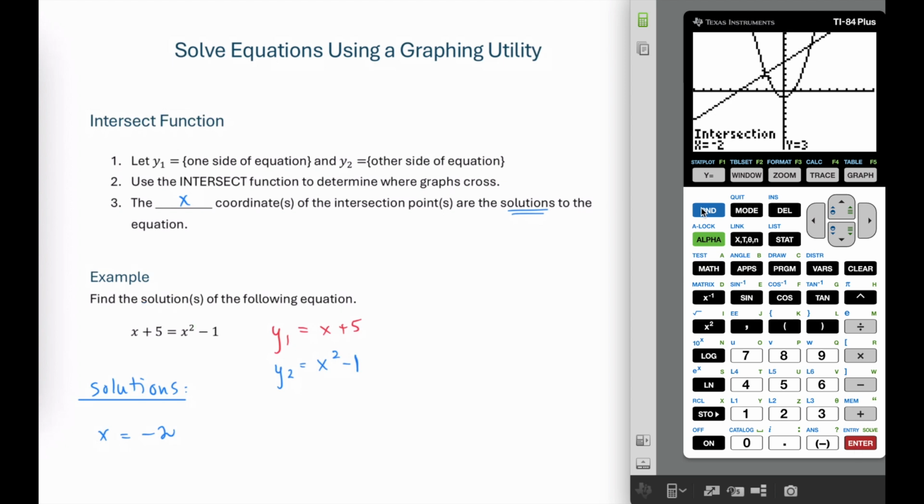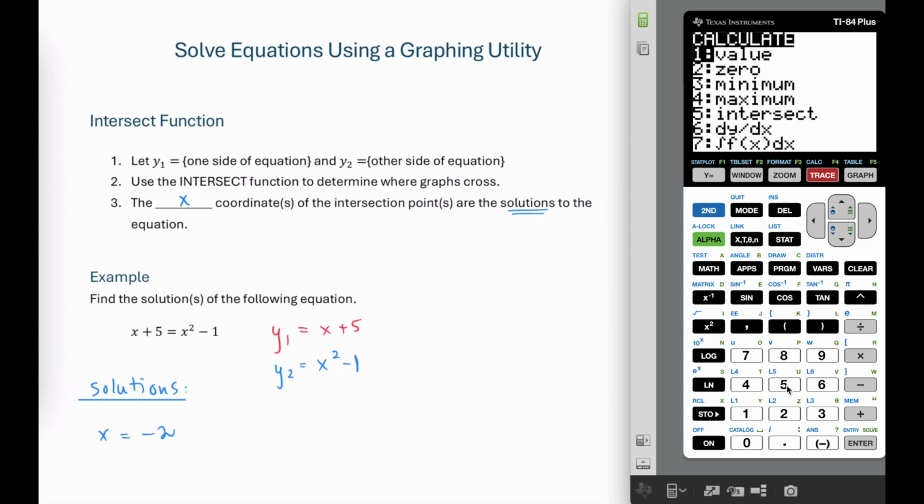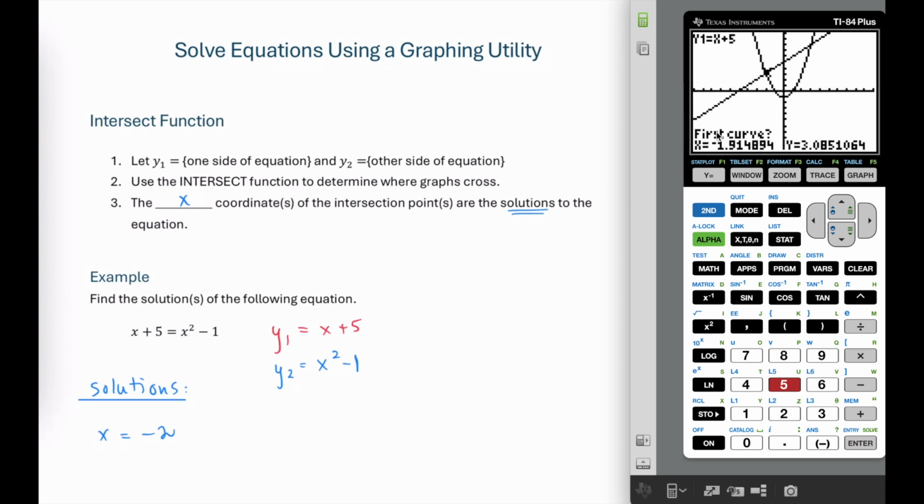Now to determine the other solution, we'll hit second calculate again. We'll come down to number 5 on this list, and then we're again being asked for first curve, second curve. It's a little easier to see which curve we're on if we use the right-left arrows. This is the first curve. It's actually a line, but the calculator calls it a curve. And we'll say, yes, this is the first function that we're interested in.